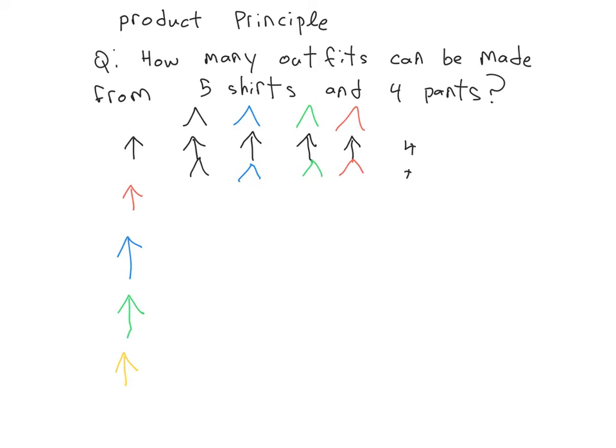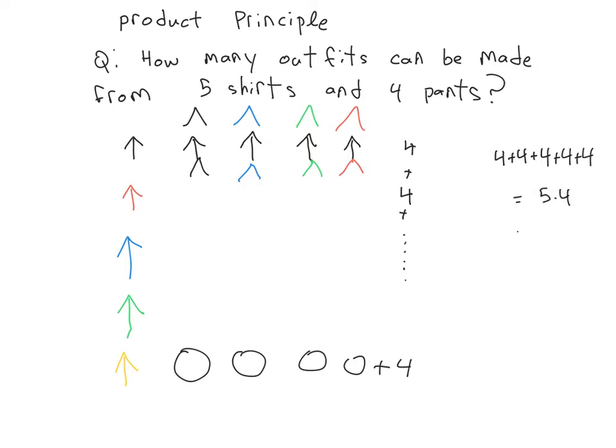Likewise, in the same way, if you pick the red shirt, there are 4 different outfits, and so on. And so for each of these rows, you could actually fill it in with 4 different possible options. And so there's 4 each. And so we see that we add 4 to itself 5 times. And that's the same thing as 5 times 4. There's 20 different ways.